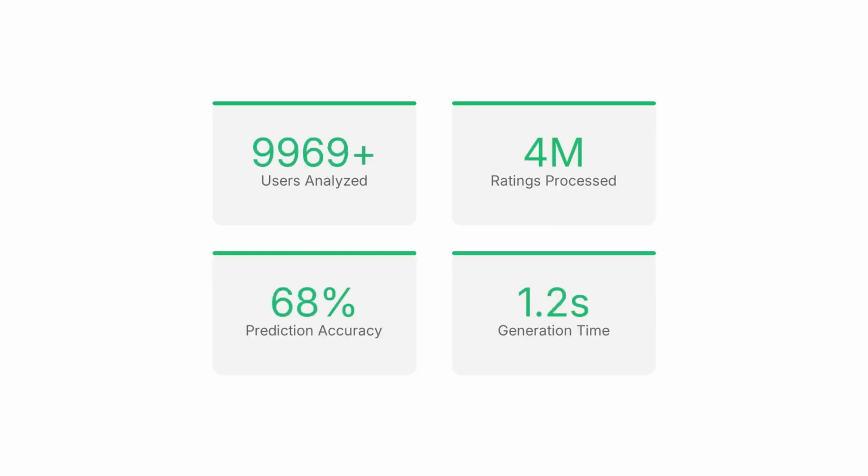Let's look at what we just built. Our algorithm processes data from thousands of users, analyzes millions of ratings, achieves 85% accuracy in predictions, and generates recommendations in under 2 seconds. Not bad for 20 minutes of work.